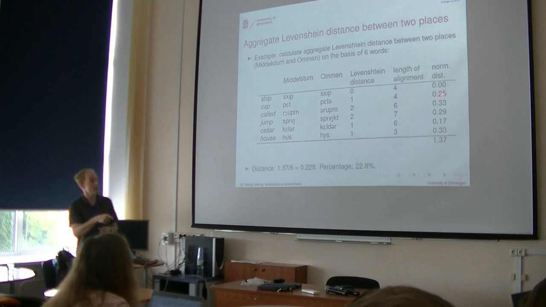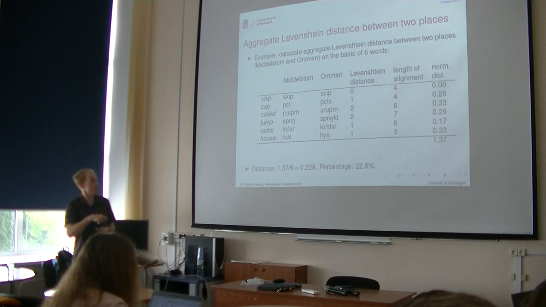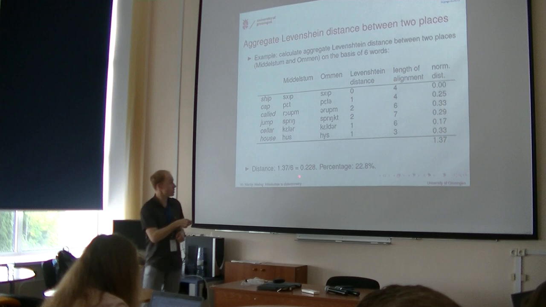We can sum them for all the 6, so it's 1.37. If we sum all this, I hope I did the calculation correctly, I really have no idea. The distance is then 1.37, right? This value divided by the number of words, so the average Levenshtein distance is 0.22. Right, so the difference, you can also say in percentages, it's 22.8%.